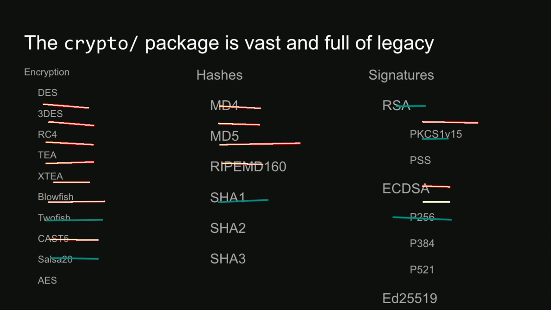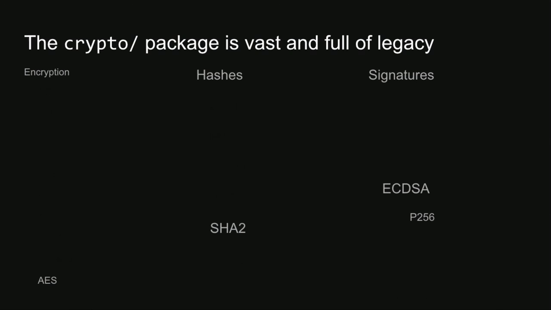So we've gone from this whole huge list of options, and we've talked about encryption, hashes, and signatures, and we've reduced it to three reasonable options. If you're writing Go in 2016 or at any time in the future, and you have the choice, these are good defaults. AES GCM for encryption, HMAC SHA-2 for hashing, and ECDSA P256 for signatures.